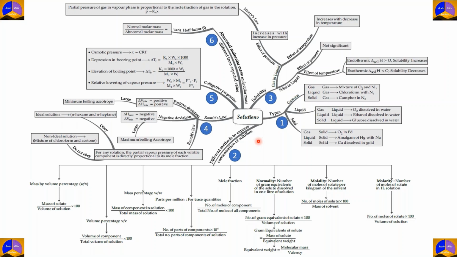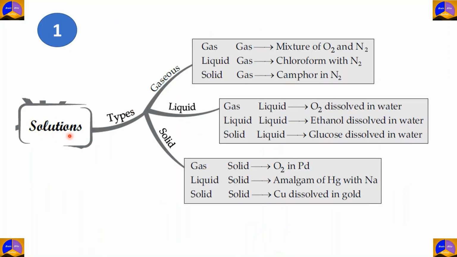Let's begin, shall we? Now, what is a solution? A solution is a mixture of two or more components. Now, these components can be in solid state, liquid state, or gaseous state. Now, these components can be divided into two. The component which has the maximum number of parts in the solution is termed as the solvent, and the other components are termed as solutes. Depending on the state of the solvent, we have three types of solutions: gaseous solutions, liquid solutions, and solid solutions.